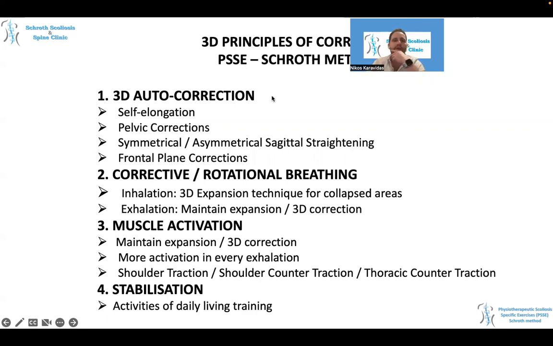Now, let's go to the 3D principles of correction that we use in our school. We have 4 principles of correction. The first is the 3D autocorrection. So here we have the self-elongation, the pelvic corrections, symmetrical or asymmetrical sagittal straightening, and corrections in the frontal plane.